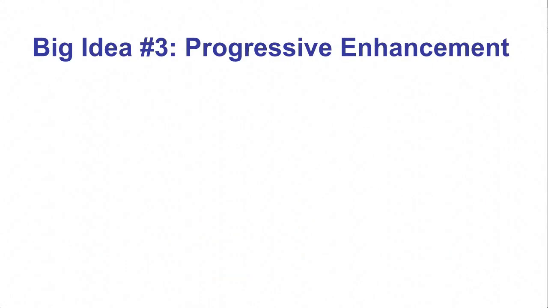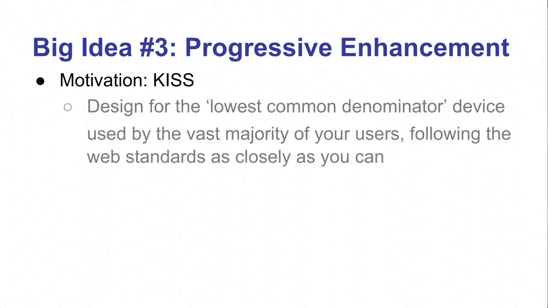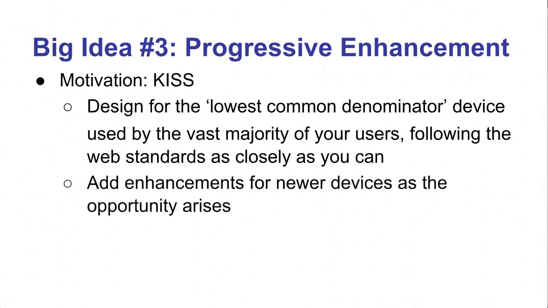Big idea number 3. Making this trade-off between the old and the new is the rationale for progressive enhancement. The general idea is to use the simplest means that actually works by designing sites to work on the lowest common denominator device used by a significant proportion of the users, and then adding optional enhancements as newer devices support them.